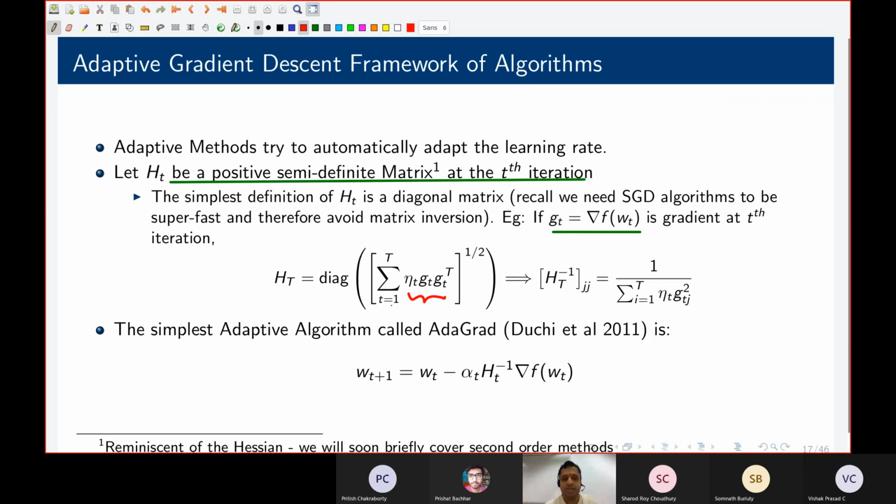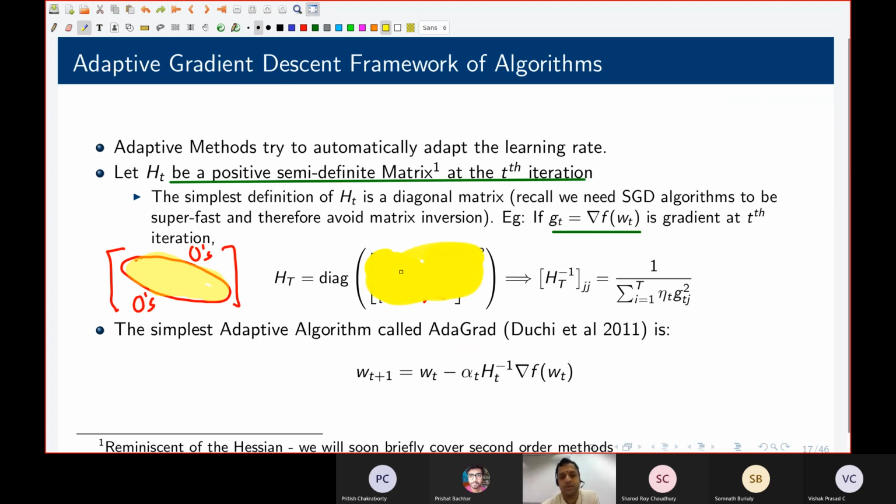Okay, so this is a diagonal matrix. So this looks like this. HT is a diagonal matrix where the off diagonal elements are zeros, and these elements are exactly what we are showing here. Okay, so this entire expression raised to half.